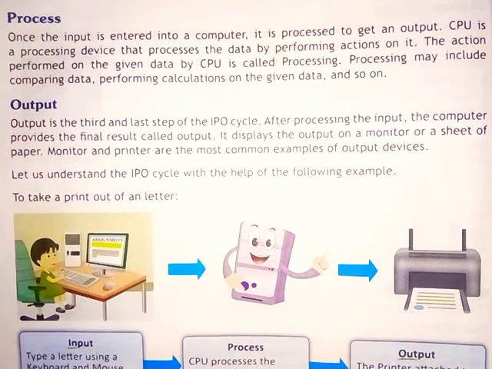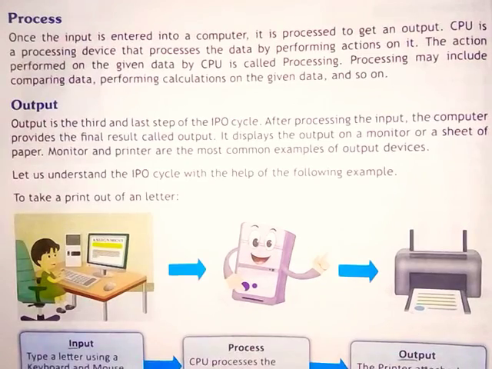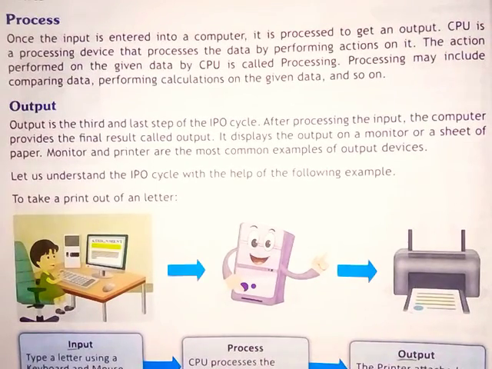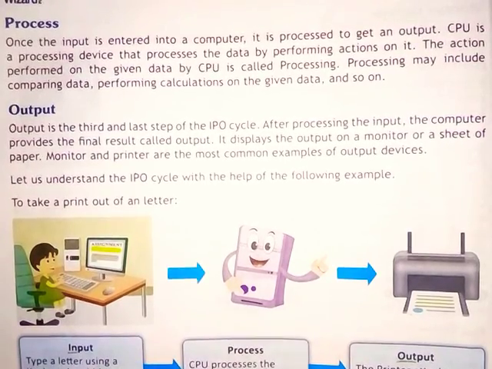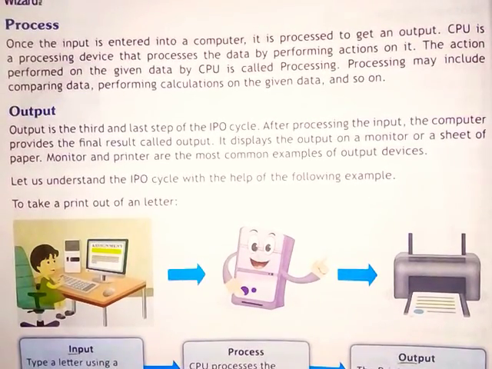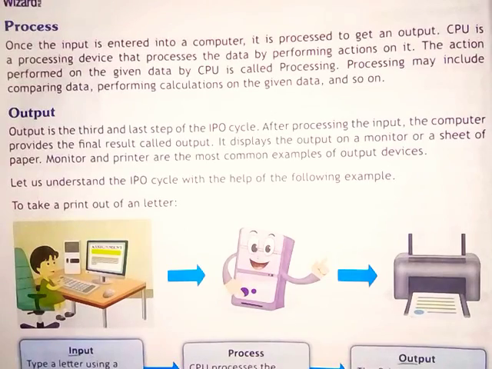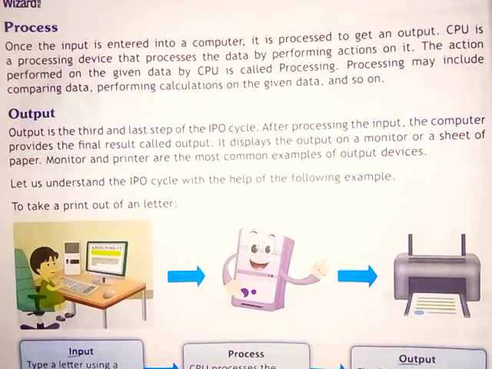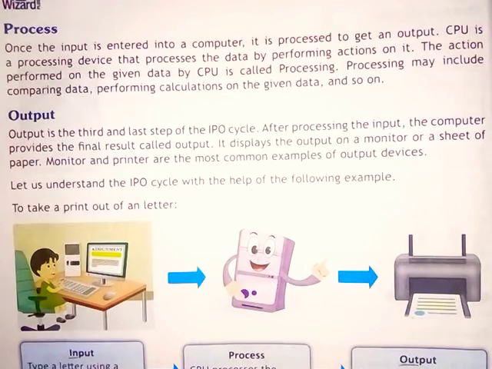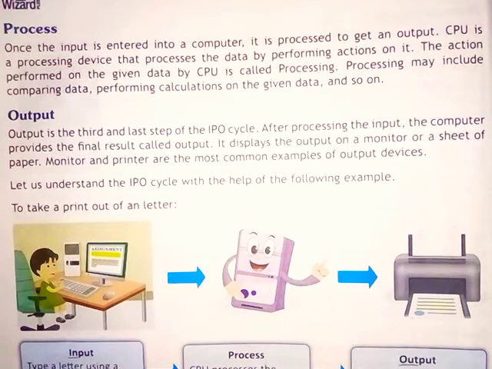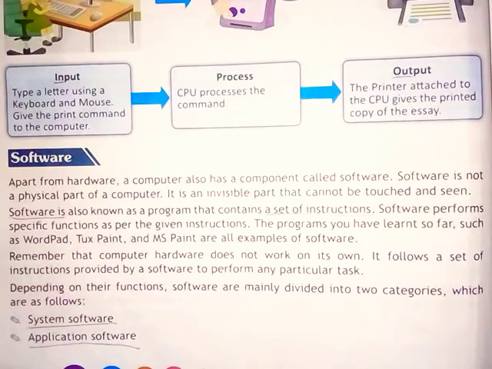Output. Output is the third and last step of the IPO cycle. After processing the input, the computer provides the final result called output. It displays the output on a monitor or sheet of paper. Monitor and printer are the most common examples of output devices.